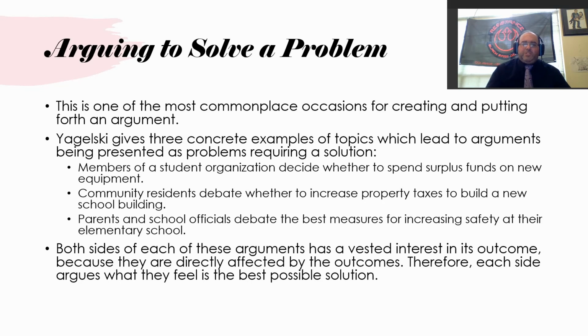Parents and school officials decide the best measures for increasing safety at their elementary school. This is a hot topic right now, especially because we've had so many school shootings in the last decade. Okay, honestly, in the last 30 years. I mean, this problem dates back to the 90s. Okay, 1999 with Columbine. All right, so parents and school officials basically debating how do we keep these elementary kids safe.